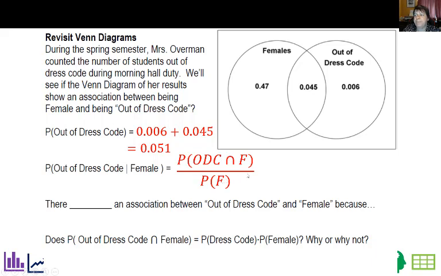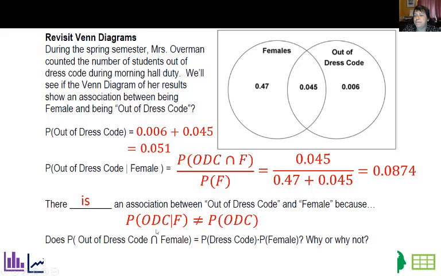So that's the same formula from the math chart. So it would be 0.045 over 0.47 plus 0.045, which would be 0.0874. Now, is there an association with out of dress code and female? I'm going to say yes. Why? Because these two probabilities are different. Probability of out of dress code given female is not the same as probability of out of dress code. And if they were kind of close, like I had 0.053 here or something like that, I would say, oh, they're probably independent. But they're significantly different, 5% all the way up to almost 9%.